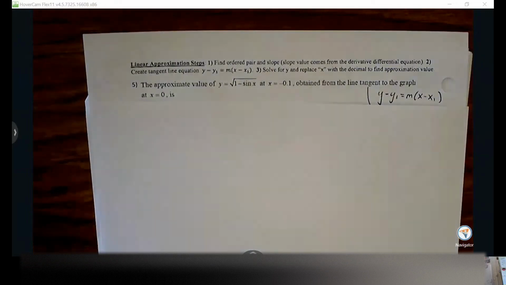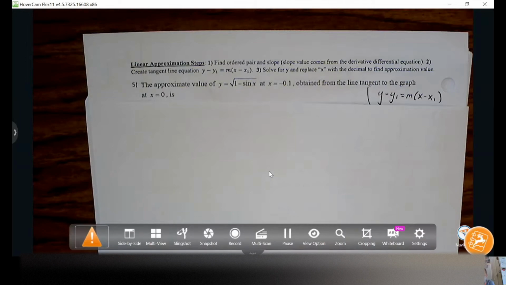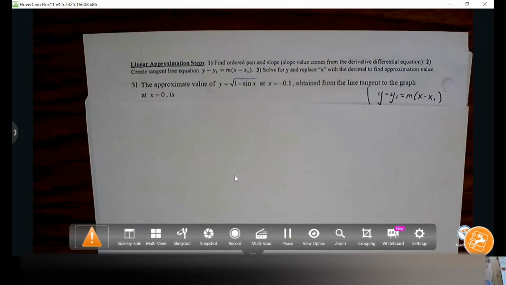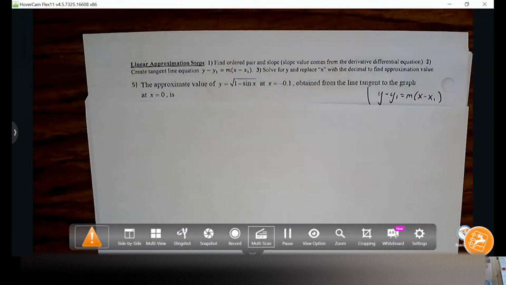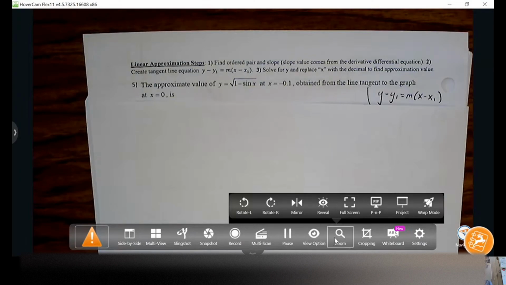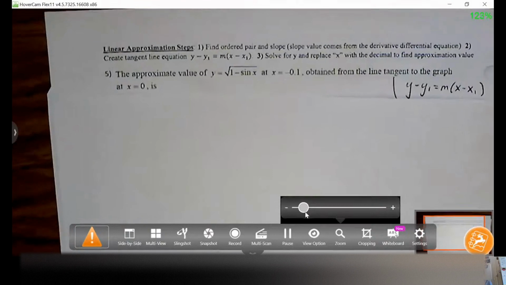So linear approximation. Basically, it's just finding the tangent line. If you can get to the tangent line equation, you've done all the work, and the rest is just plugging in. If you just think of linear approximation as, okay, I just need to find the tangent line, then that simplifies a lot, and you don't have to worry about anything else if you can just get to that tangent line. That's where all the work is involved.